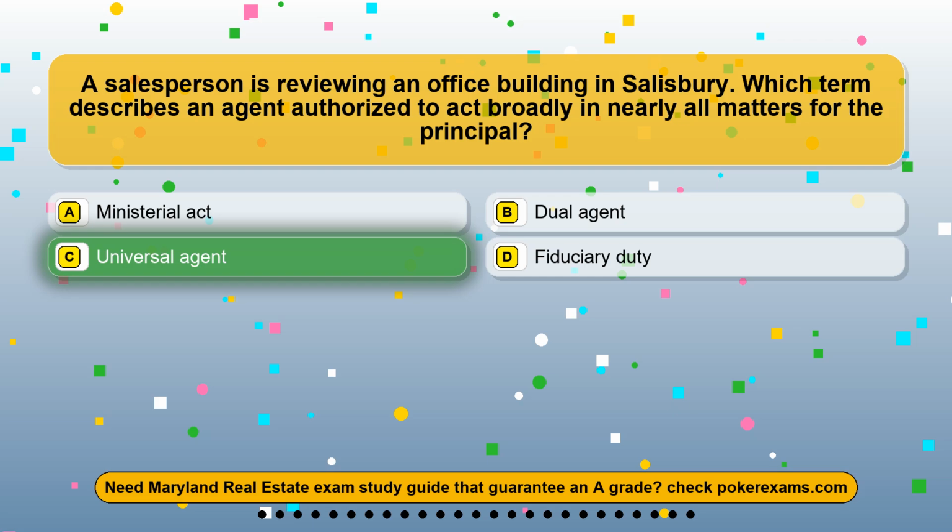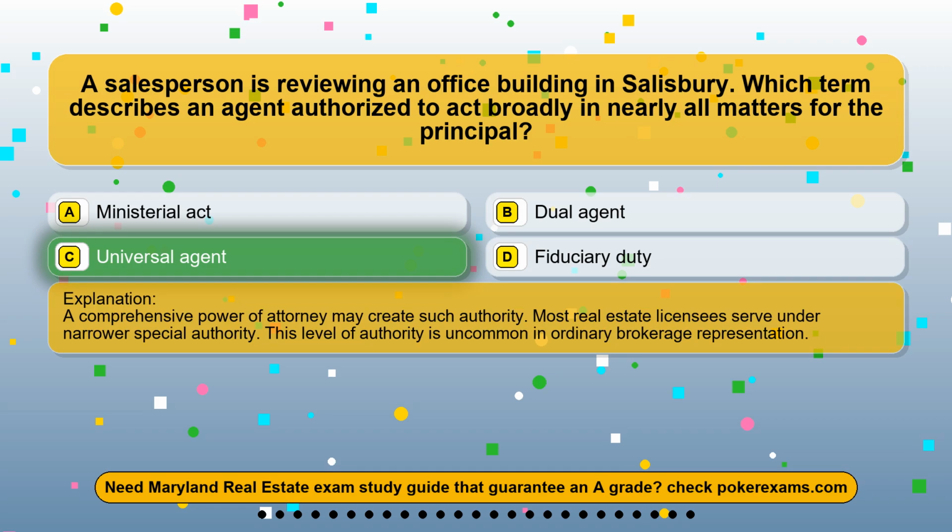The correct answer is option C. Universal agent. A comprehensive power of attorney may create such authority. Most real estate licensees serve under narrower special authority. This level of authority is uncommon in ordinary brokerage representation.